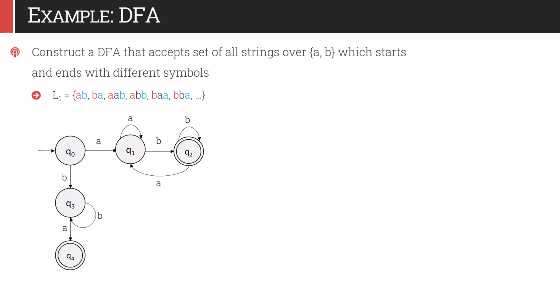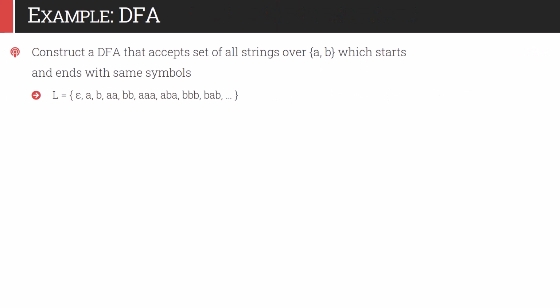Instead of A, we will put B, and instead of B, we have to put A. So that will be the desired DFA. Construct a DFA that accepts the set of strings over {a, b} which starts and ends with the same symbol.